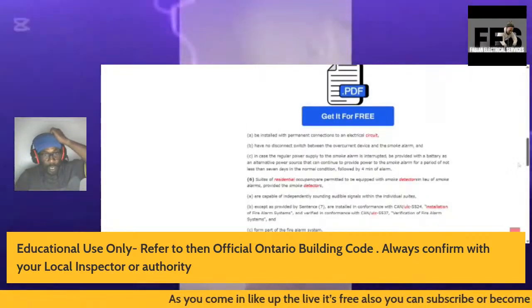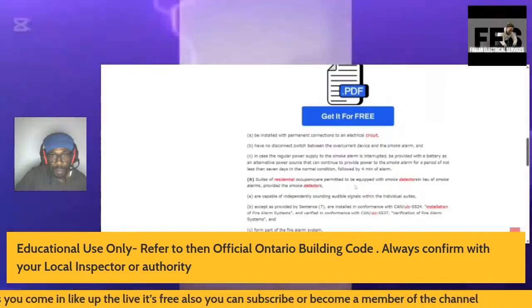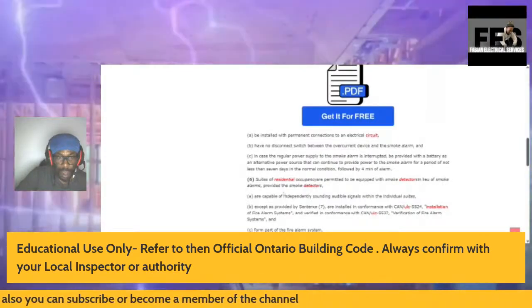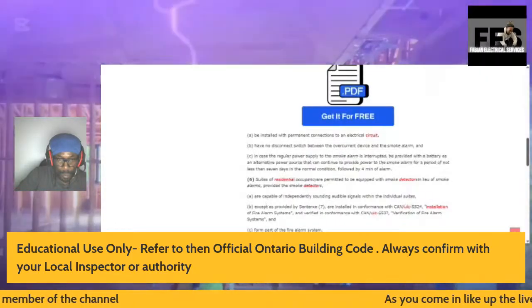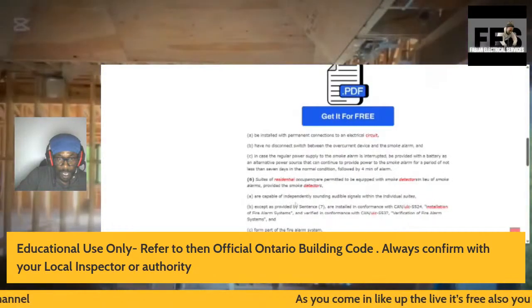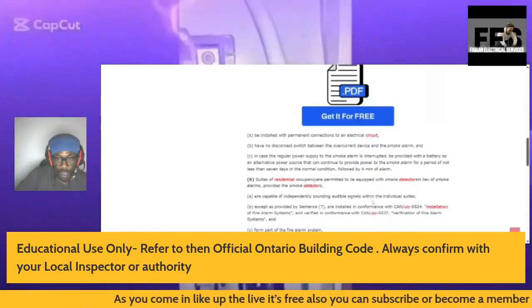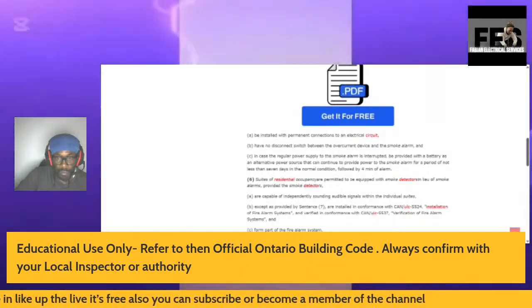Suites of residential occupancy are permitted to be equipped with smoke detectors, in lieu of smoke alarms, provided the smoke detectors are capable of independently sounding audible signals within the individual suite.